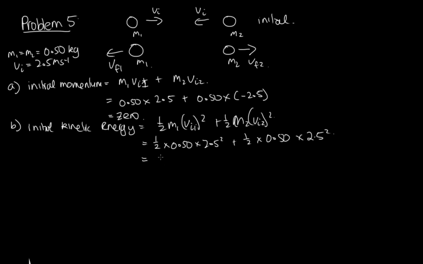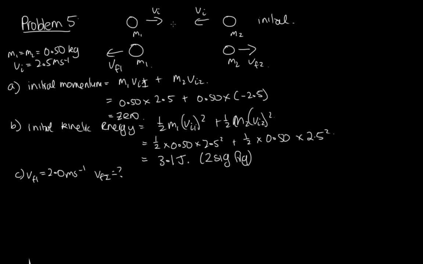we get 3.1 joules. Now part C of the question says if Vf1 is equal to 2.0 meters per second, then we need to calculate Vf2. So Vf2 is what we're trying to find. Now to do this, we're going to need to use the law of conservation of momentum.